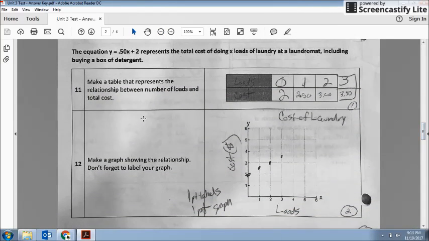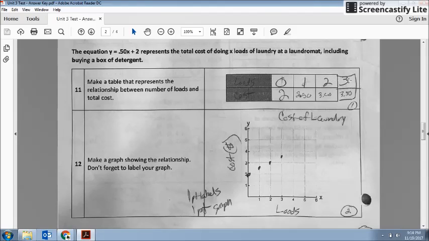All right. The equation y equals 0.50x, or 50 cents, times x, plus 2 represents the total cost of doing x loads of laundry at a laundromat, including buying a box of detergent. So this $2 is going to be the box of detergent. This 50 cents is going to be per load of laundry that you have to wash. So we make a table to represent the relationship between the number of loads and the total cost. Well, the cost depends upon the loads. How much you have to pay overall for your laundry depends on how many loads of laundry you're going to have. So I plugged in a couple numbers.